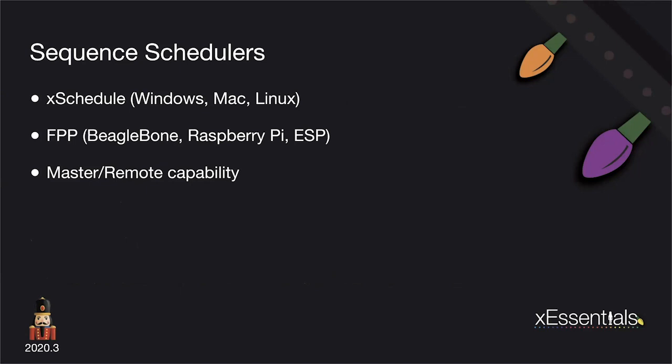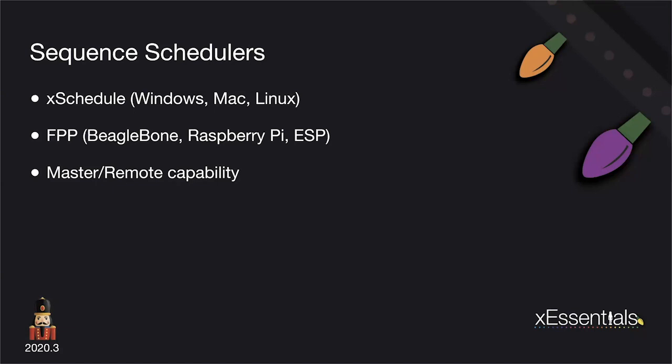Some of the schedulers, there's Xschedule. It comes with the xLights download. It runs on Windows, Mac, or Linux. There used to be Falcon Pi Player, and then they added other things, so now it's just Falcon Player. That runs on BeagleBones, Raspberry Pis, various ESP modules. Basically, these are little single board computers. They're inexpensive, so that's why they're very popular. You don't have to tie up a very expensive computer to play your lights.